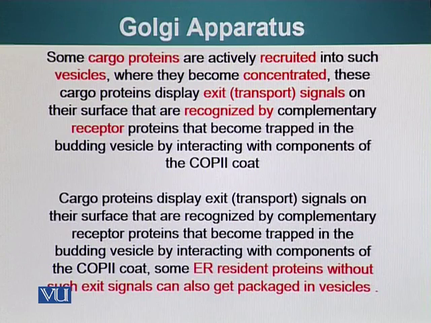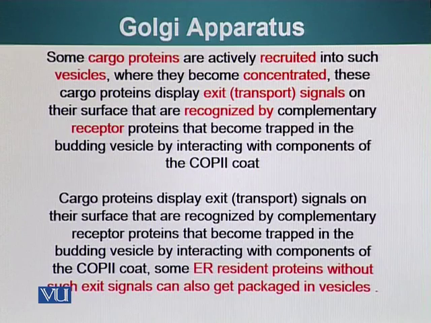Of course, if ER is sending proteins to Golgi apparatus, it needs to make sure that only proteins which are supposed to function in Golgi apparatus are packaged into these vesicles. There are proteins, a subset of proteins, which ER requires for its functioning. Those proteins should not go to the Golgi apparatus. The proteins which have to go to Golgi apparatus have exit or transport signals on their surface which are recognized by complementary receptor proteins.